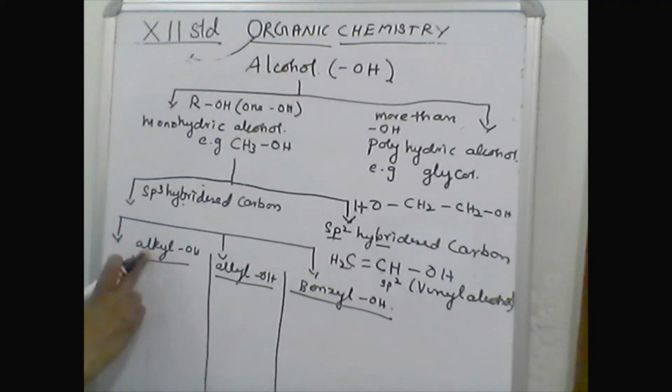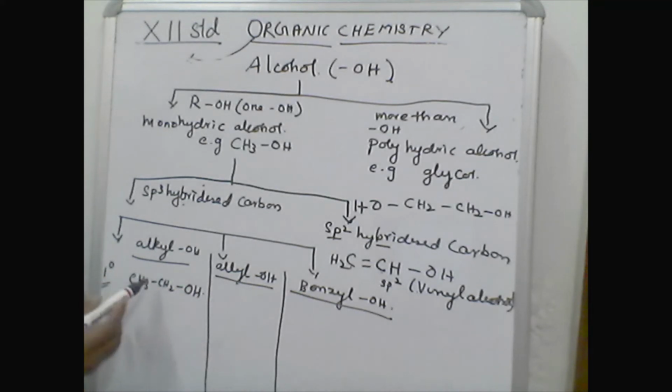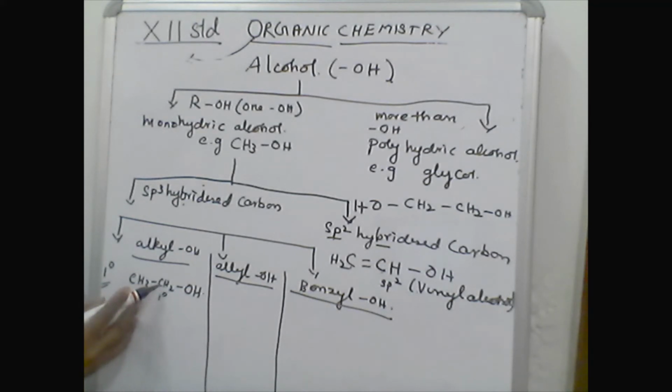So this is for primary carbons. For example, in the alkyl group, this carbon should be the primary. This CH3, CH2 is the alkyl group, and the OH is attached to this carbon, which is a primary carbon. The primary carbon means the carbon which is attached to only one carbon. This carbon is attached to one carbon only, and similarly this carbon is directly attached to this carbon. So both carbons are primary carbons. The OH is attached to the primary carbon, so it is called a primary alcohol, right?